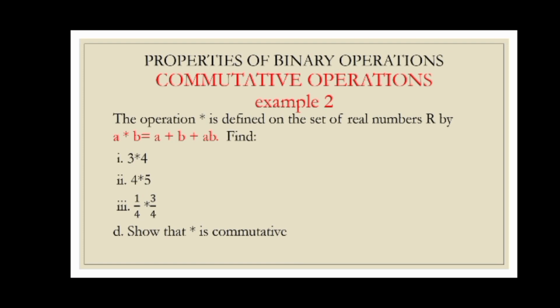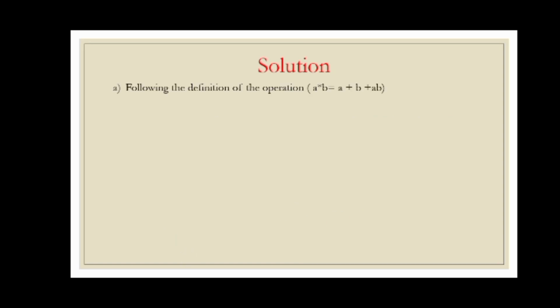Following the definition of the operation, A star B is equal to A plus B plus AB. You are going to work with this throughout, so please don't forget this. For the first one, we have to find 3 star 4. The 3 becomes our A, then the 4 becomes your B. Do you get it? So 3 star 4 now becomes the A star B.